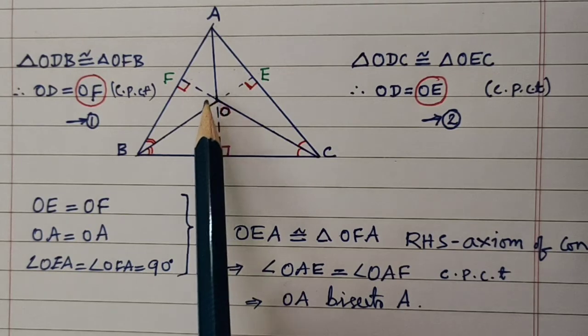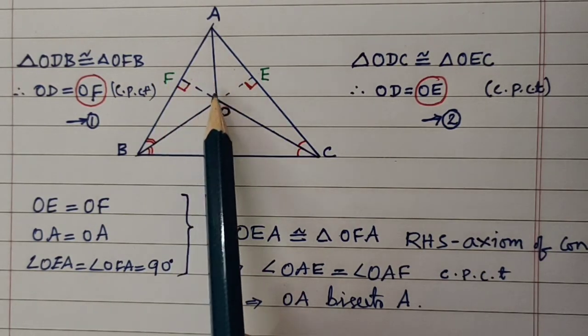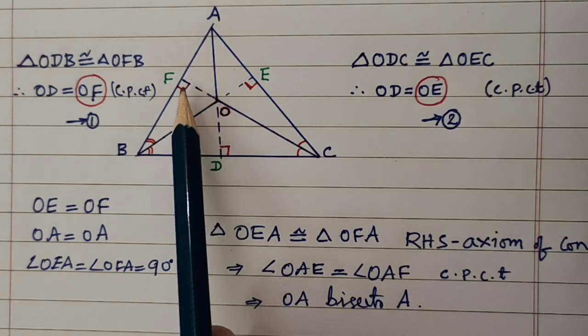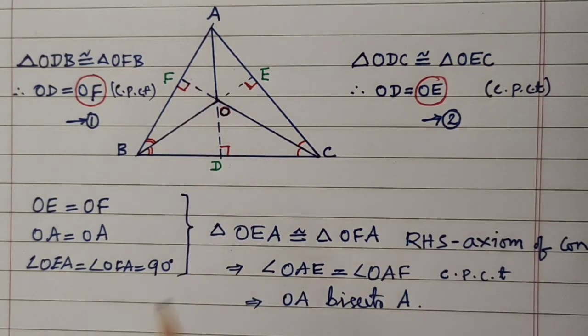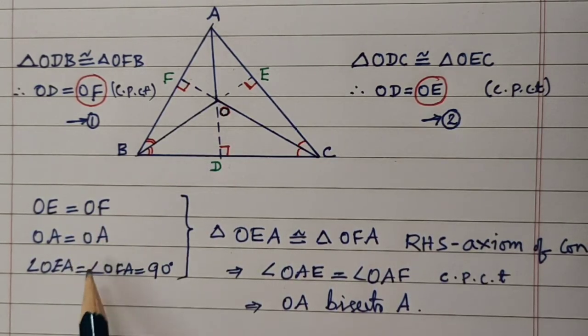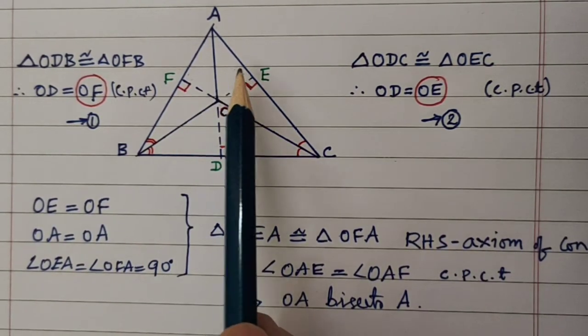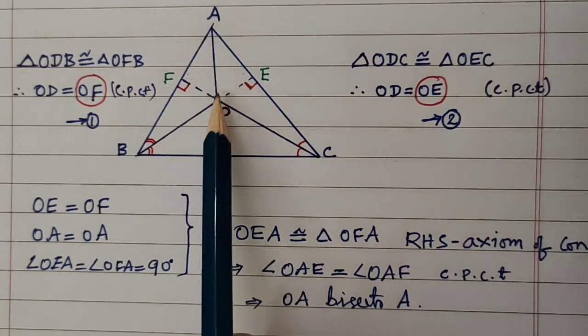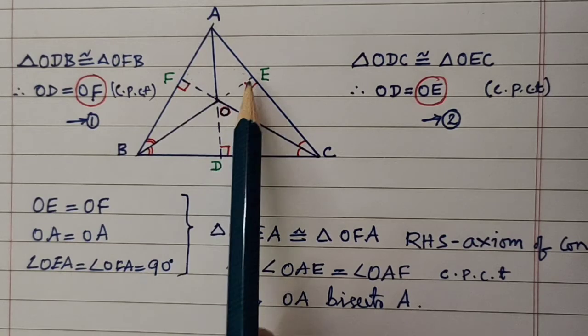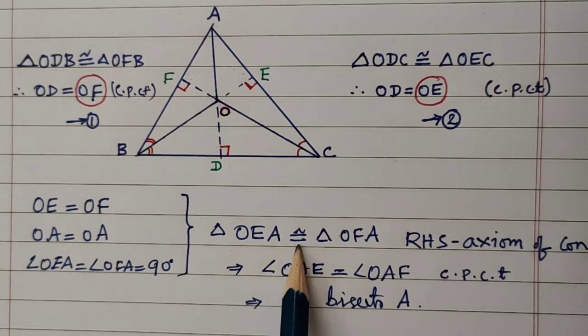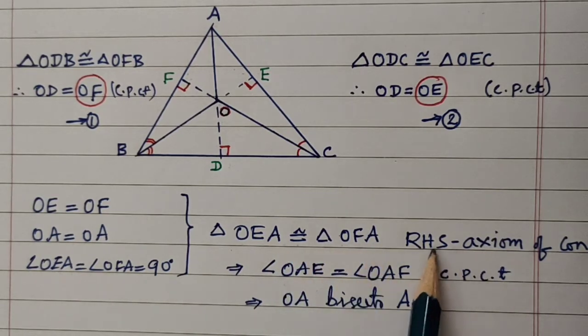That means two sides here are equal, this side is equal to this side and this side is equal to this side. We are using the SSA axiom here. So these two sides are equal and one angle is equal. This angle is equal to this angle, that is equal to 90 degrees. This side is the same for both, and OF is equal to OE. From this we come to know triangle OEA is congruent to triangle OFA, by the RHS axiom.